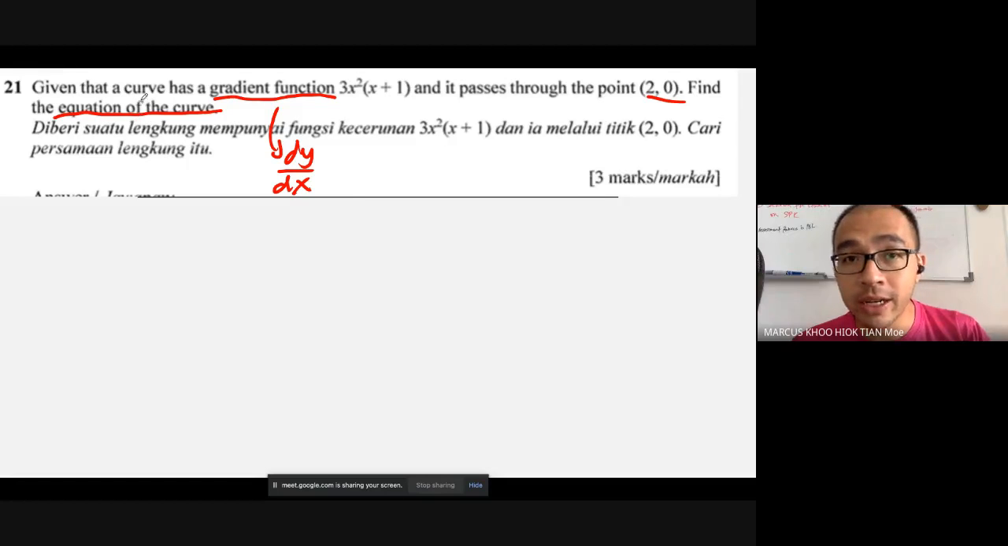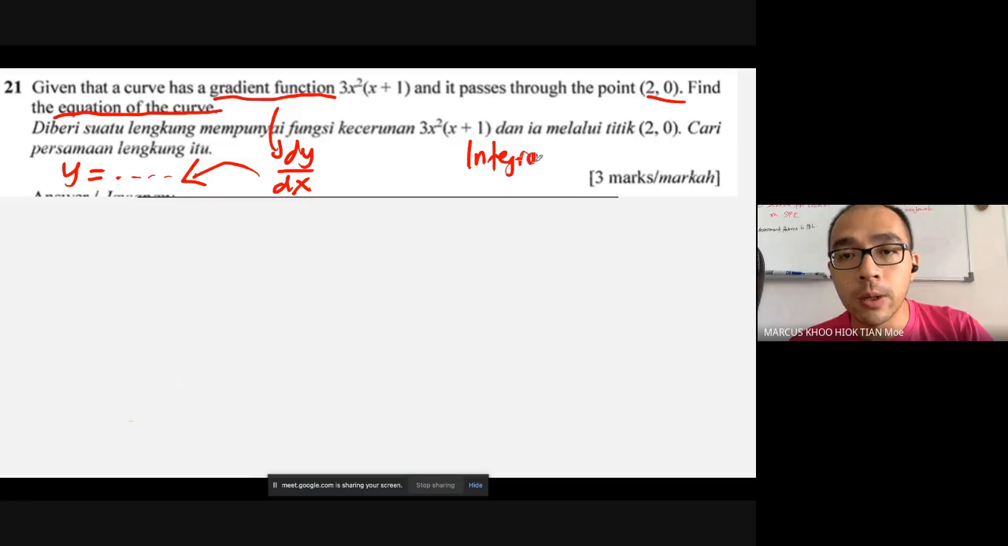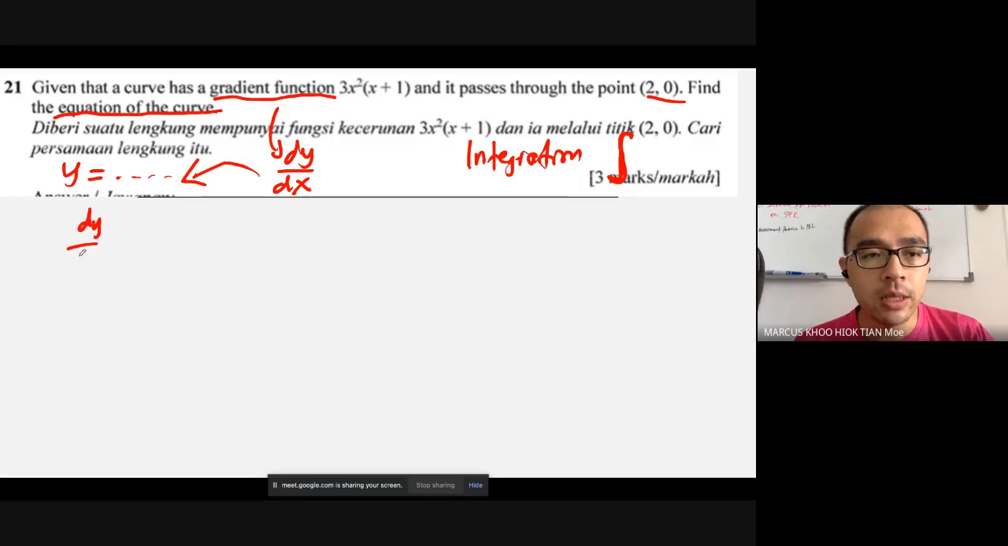All equations of the curve at your current level always start with y equals to blah blah blah. So this is what we want to find, and this is what is given. So we want to change from dy dx back to y. What chapter is this from? This is from integration. Integration is the one where we have this sign over here, the worm sign. So let's consider this. dy dx equals to 3x squared and then (x plus 1). Now this is very difficult for me to integrate.